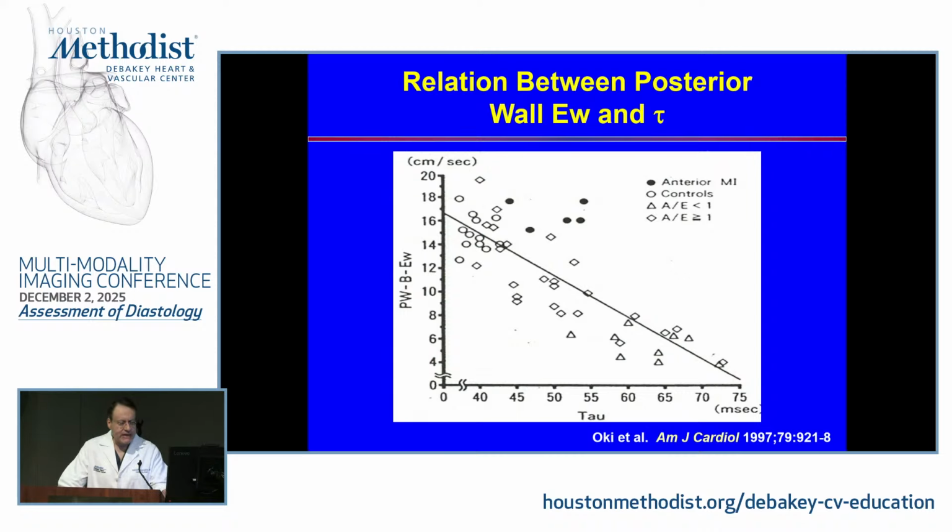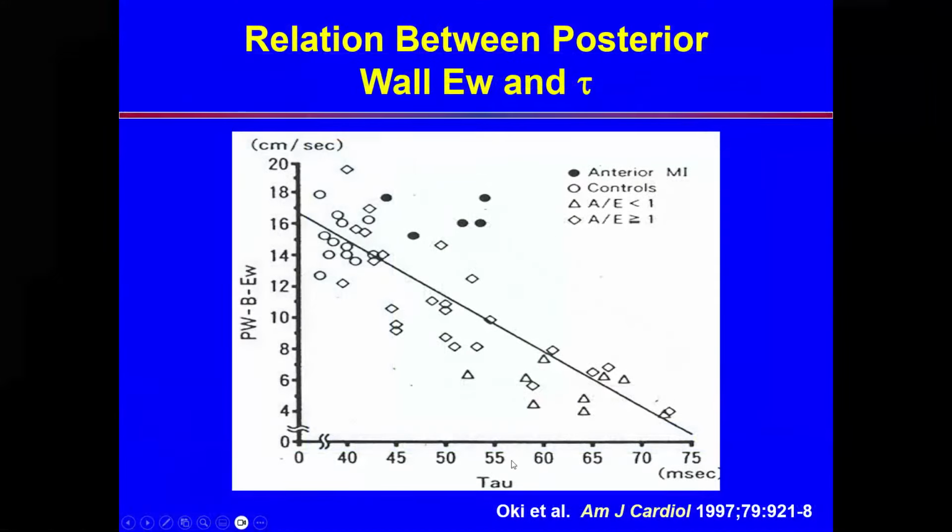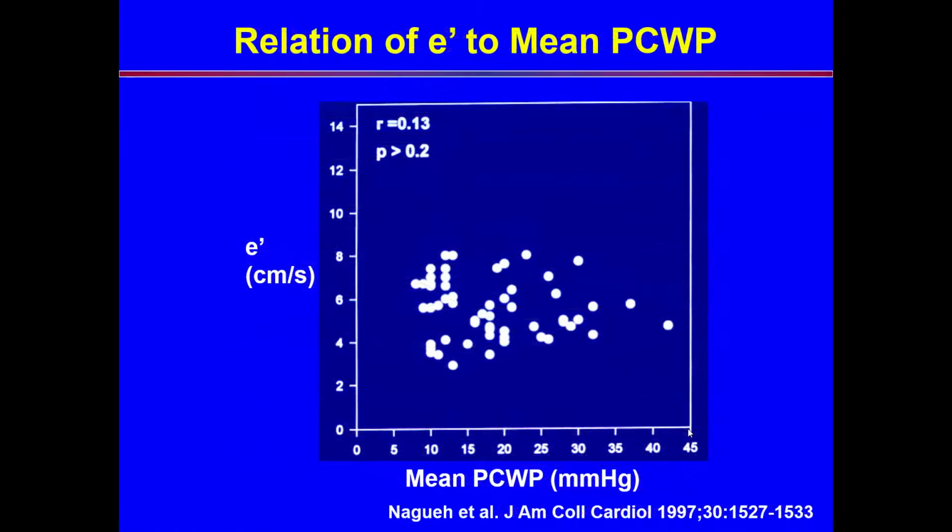Another useful signal recommended in the 2025 guidelines is the early diastolic velocity, and this is an early study from 1997, where the time constant of LV relaxation was measured with high-fidelity pressure catheters, and that early diastolic velocity by tissue Doppler was measured with pulse wave. And you can see an inverse relation. The longer the time constant, the worse the relaxation, the lower the velocity.